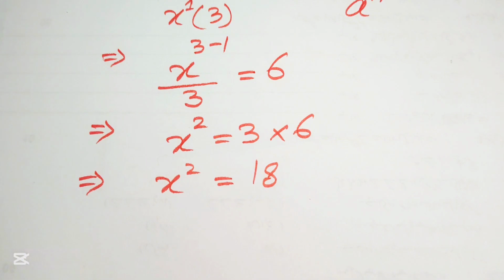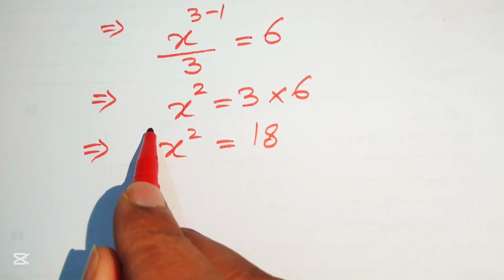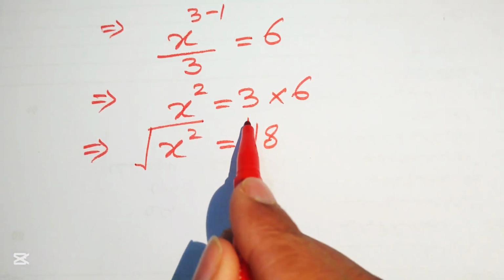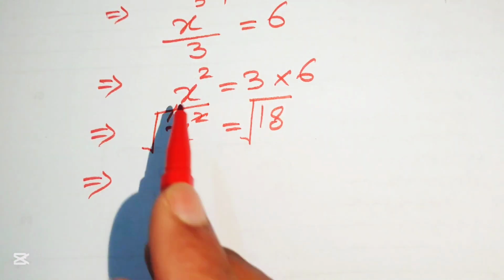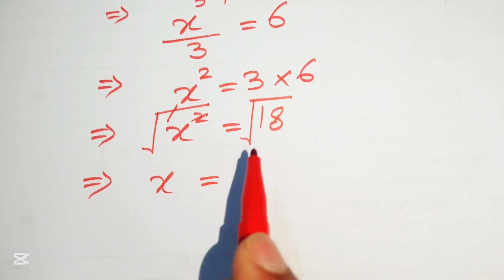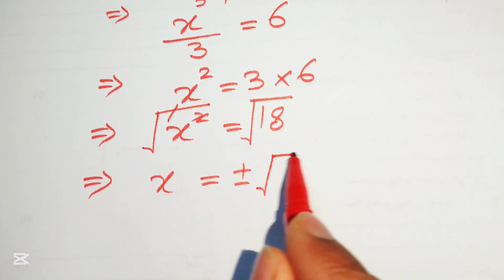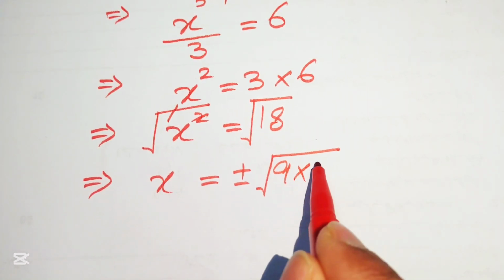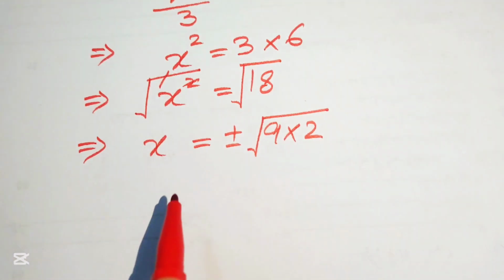Because we solve this problem for the values of x, we need to find the value of x, so we apply square root on both sides. Here you see that the square and square root are gone, and we get x equals the square root of 18, and we write 18 as 9 times 2. We know that 9 times 2 becomes 18.